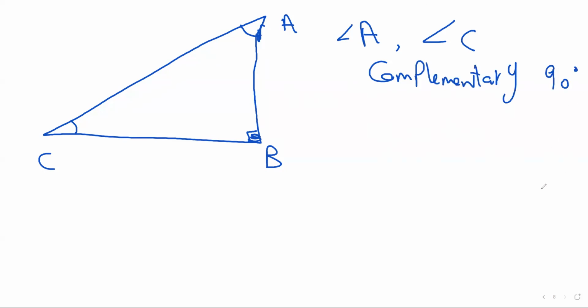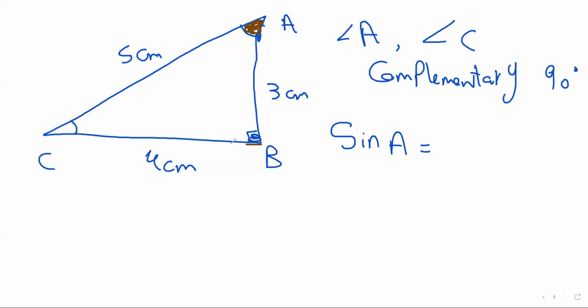Complementary means add up to what? 90. And I'm going to write length here, but length 3 centimeters, 4 centimeters, and this side 5 centimeters. I want to get sine A. So what is sine A? Sine is opposite over hypotenuse. So CAHTOA, opposite over hypotenuse.